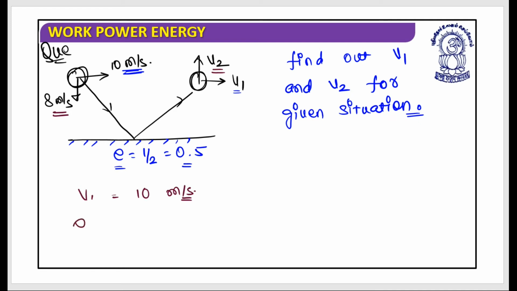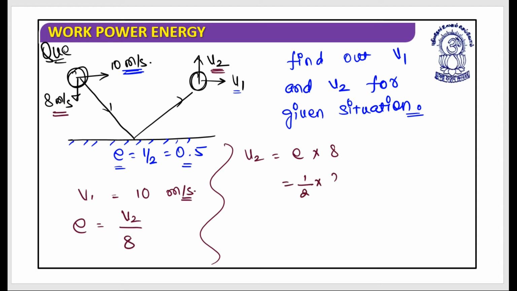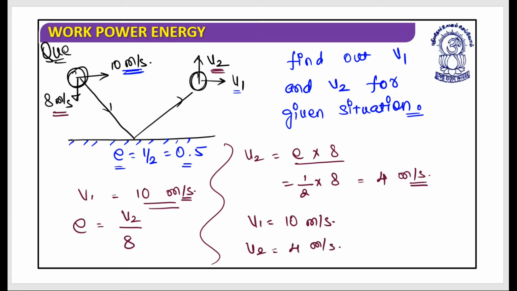So write them with velocity of separation divided by approach. Separation is v2, approach is the 8. So e is equal to v2 by 8. From this I can have v2 is equal to e into 8. e has a value of 1 by 2 multiplied by 8. This would be 4 meters per second. So I have v1, which is equal to 10, and I have v2. That's it. You did it. Great job. v1 is 10 meters per second, v2 is 4 meters per second. Got it. This is the answer.